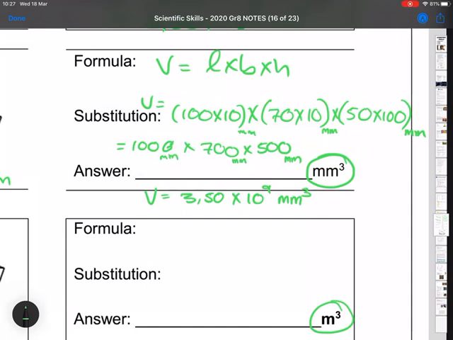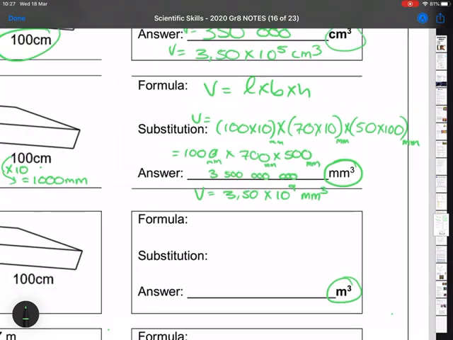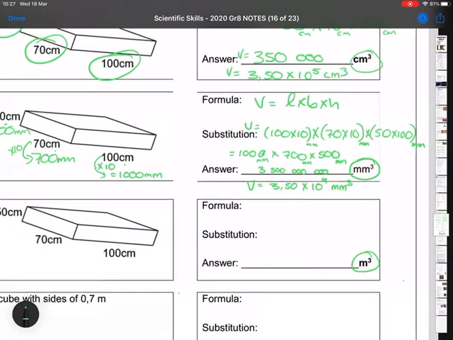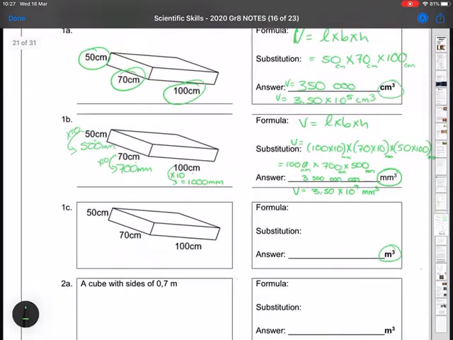Okay, if you weren't working in scientific notation, your answer would be that. I'd prefer to work in scientific notation for the really big numbers.